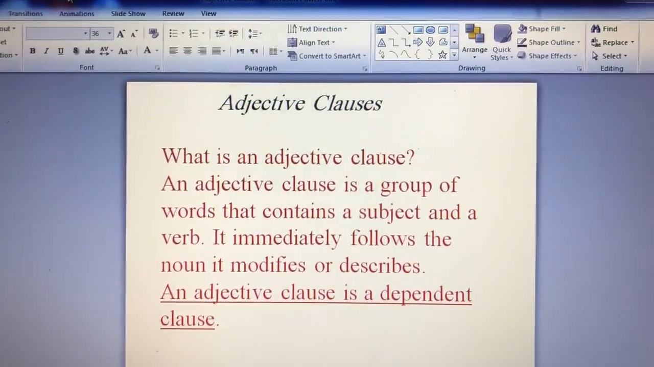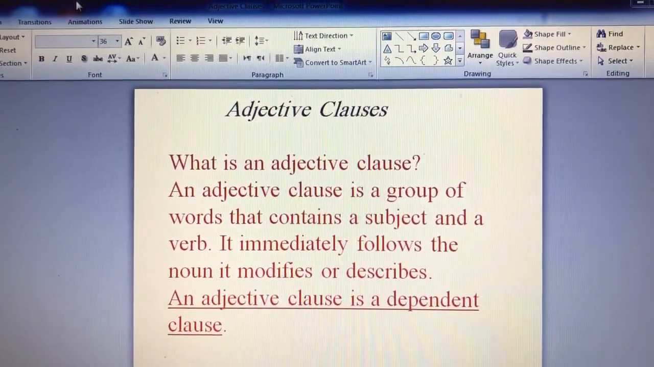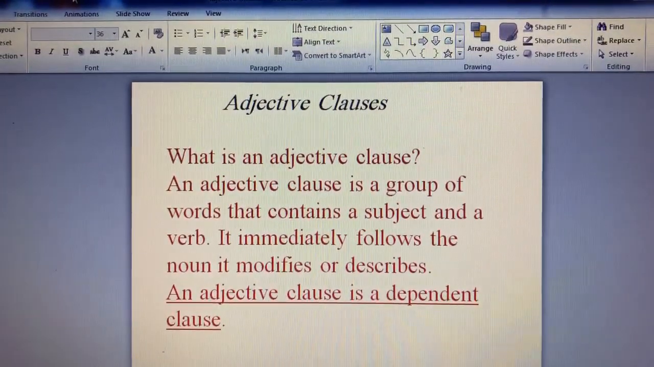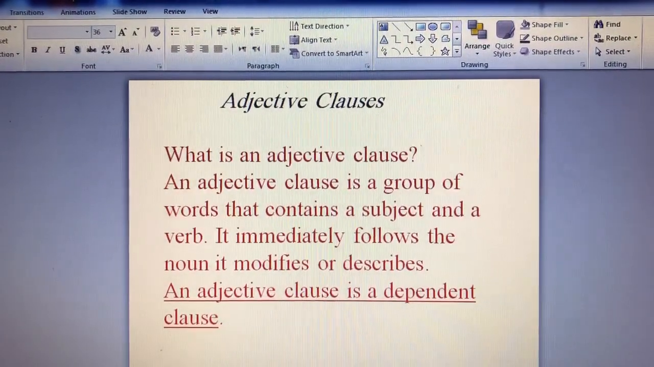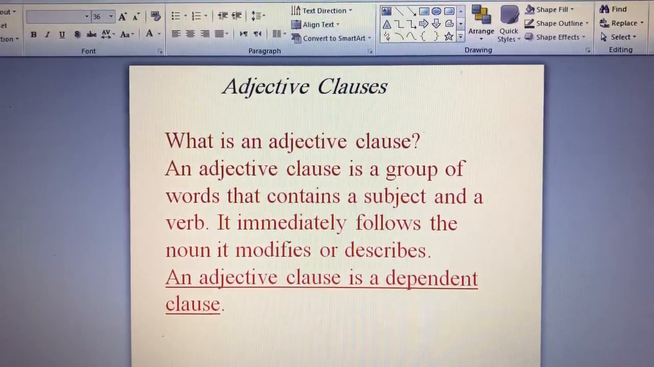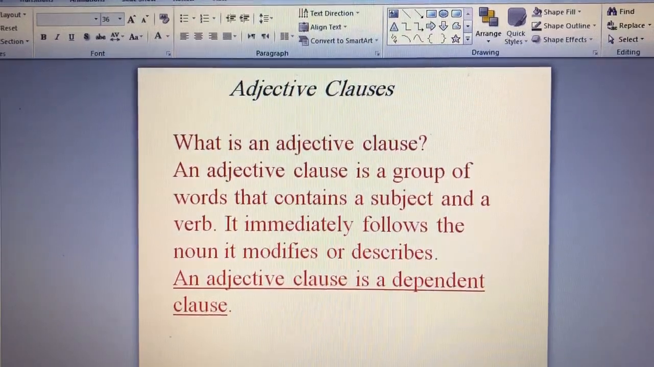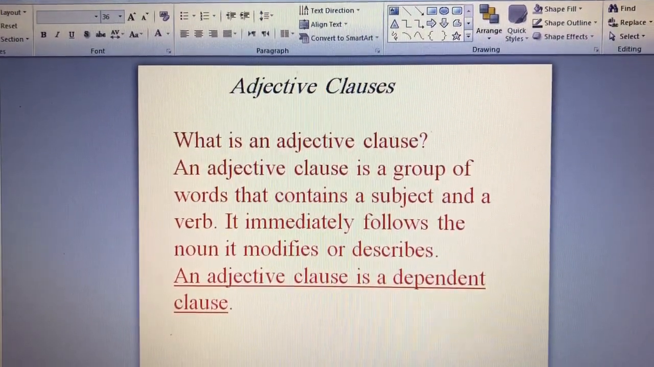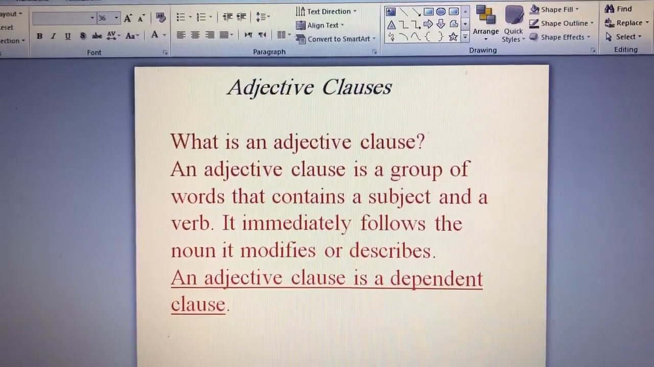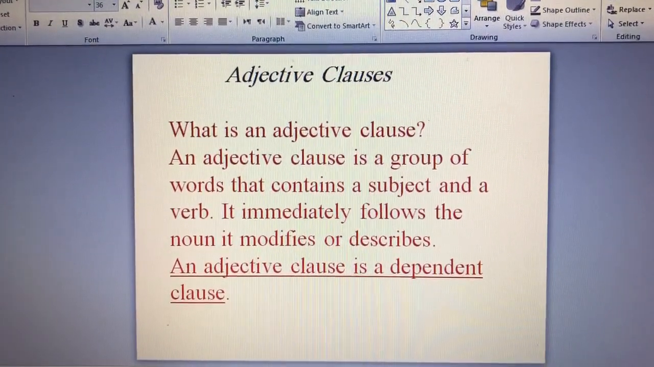Good morning, everyone. Last time we started with a new grammar lesson entitled Adjective Clauses. Today I will continue this chapter by focusing on two relative pronouns that are used at the beginning of an adjective clause, which are called whom and which. But before I start talking about whom and which, let me remind you of what an adjective clause is.